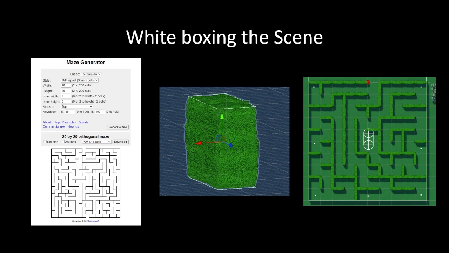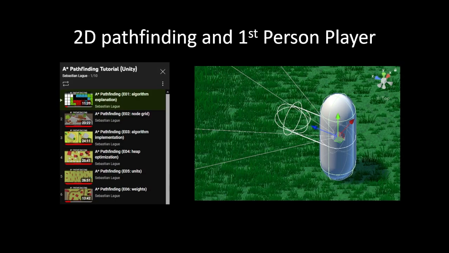I focused on setting up a basic white box for the environment scene, modeling a hedge asset and using mazegenerator.net to create an outline for a maze, manually placing each hedge, which turned out to be a very arduous task. I then implemented a simple first-person player and drew from Sebastian Lague's A-star pathfinding tutorial to implement simple 2D pathfinding.